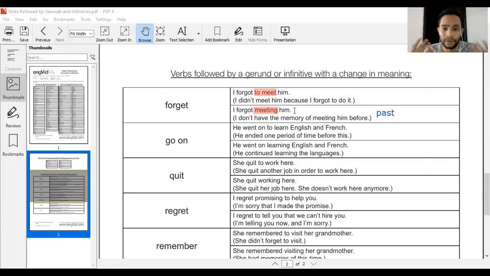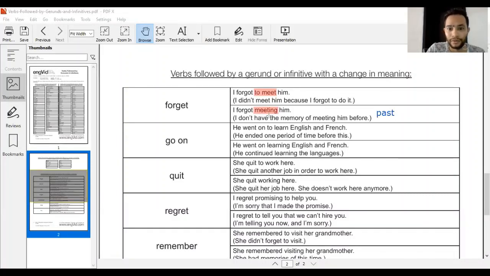Right? Es decir, con to es algo que no hiciste, que la acción no pasó, pero con ing es una acción que sí pasó, pero que no recuerdas haberla hecho, ya que tiene un sentido en pasado, ya que no recuerdo haberla hecho en el pasado, right? Haberlo realizado, haberlo hecho. This is what happens with forget, all right?